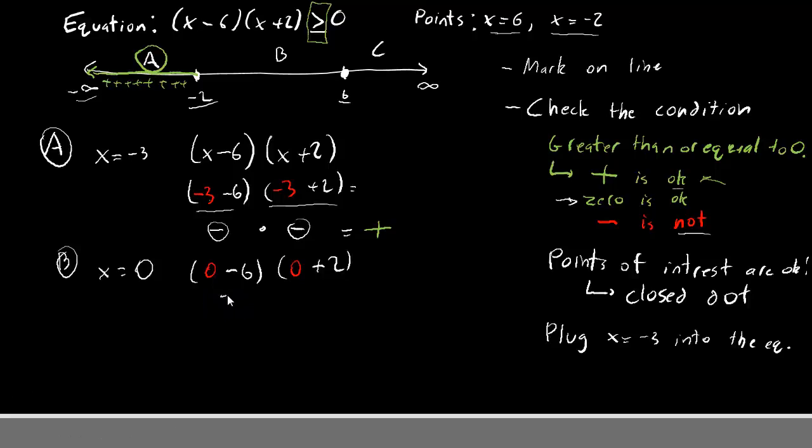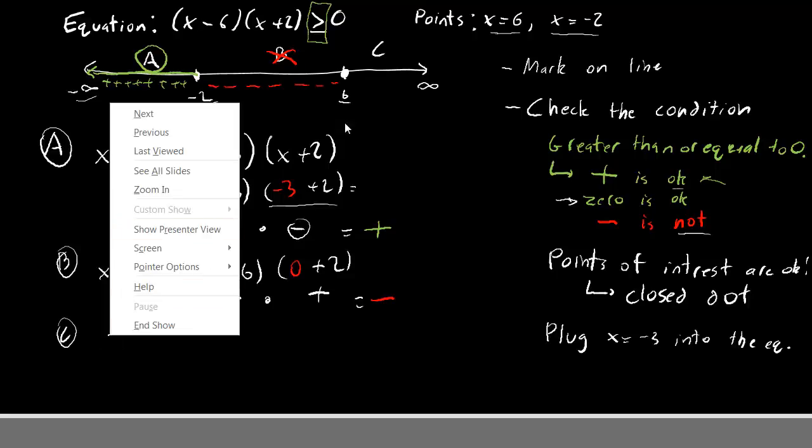Well, 0 minus 6 is a negative number, and 0 plus 2 is a positive number. If we multiply a negative by a positive, we'll end up with a negative answer. However, our condition here at the bottom said that negative is not part of the solution. So that means region B is not part of the right answer. Let's continue to region C.